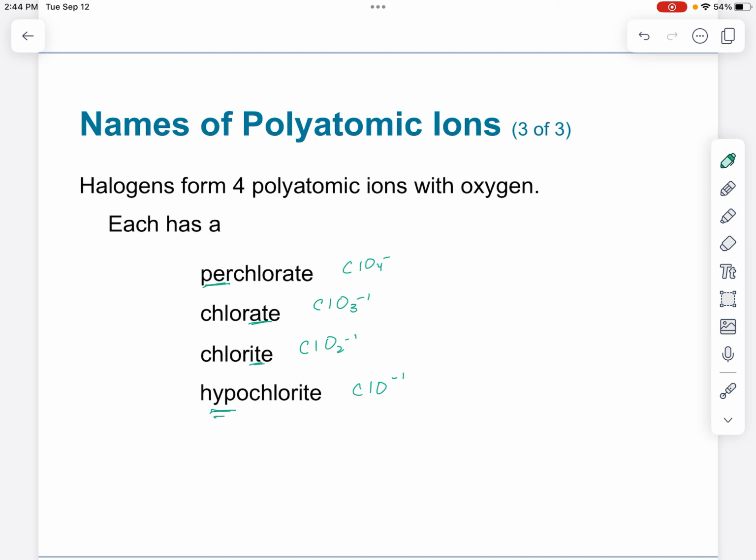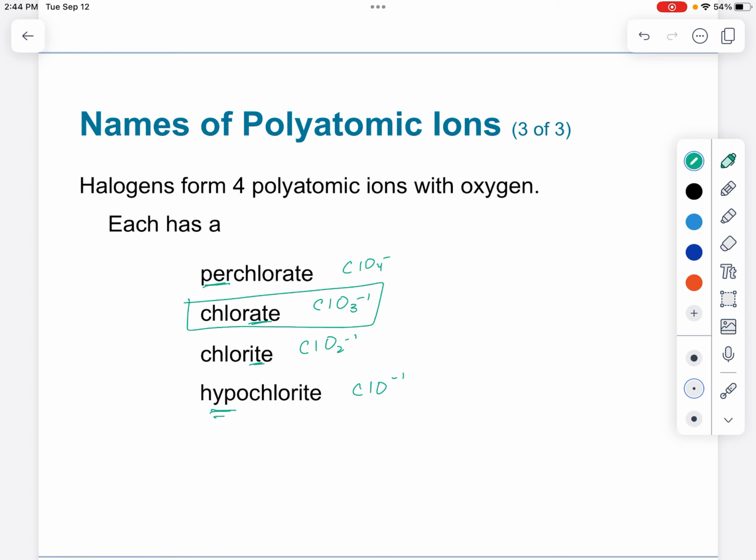When I'm trying to remember things, I start with the ate. If you add a per in front of it, you get an extra oxygen. When you go from ate to ite, you lose an oxygen. And when you go from ite to hypo-ite, then you lose 2 oxygens. But notice the charge is the same, -1 for all of them.